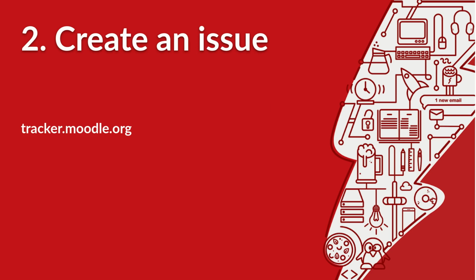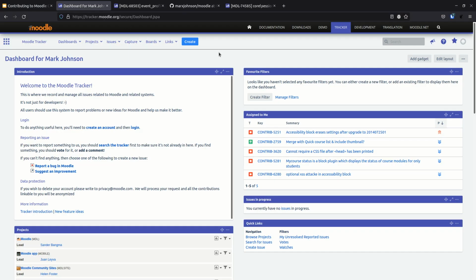The Moodle tracker can be found at tracker.moodle.org. It uses a system called Jira, which has been configured for Moodle's workflow. You'll need a tracker account which is separate from your moodle.org account to post comments and issues.